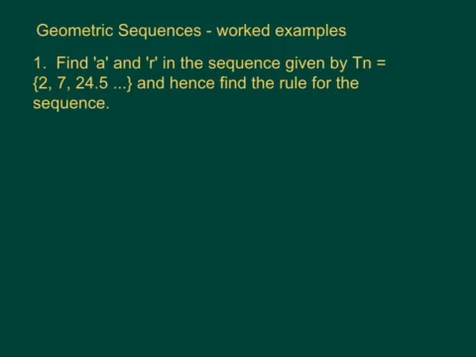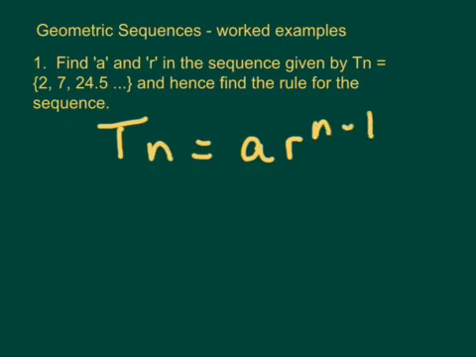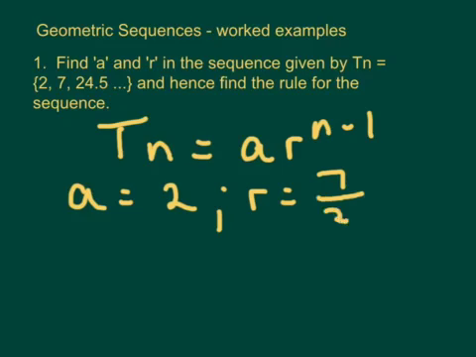Alright, so it's a very easy question, this one. We know that the formula we're looking at goes like this: Tn equals a r to the power of n minus 1. Our job, to repeat the point, is to find values for a and r, and we're done. So note that a is equal to 2, the first term. r is equal to 7 divided by 2, which of course comes to 3.5.